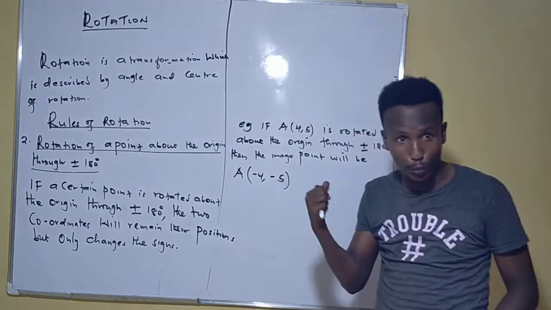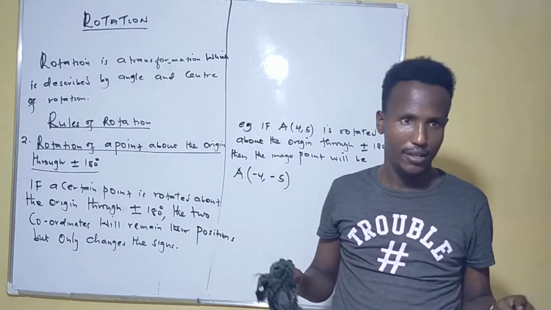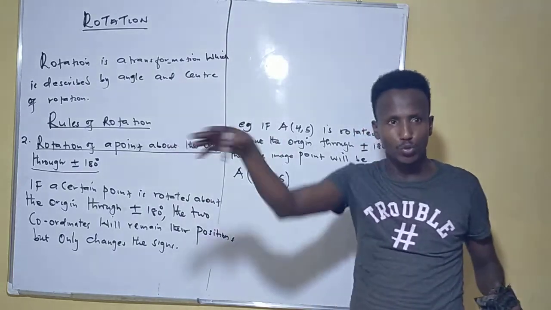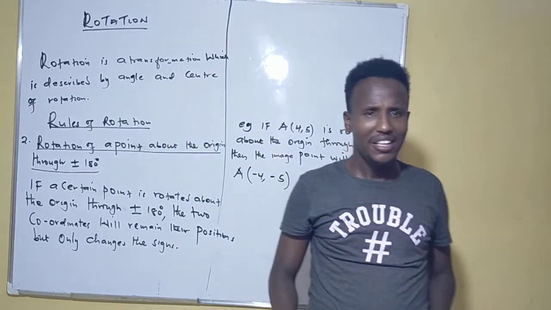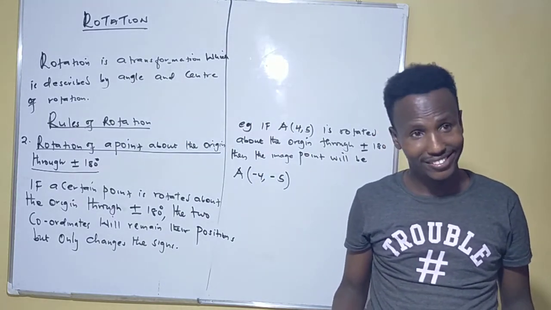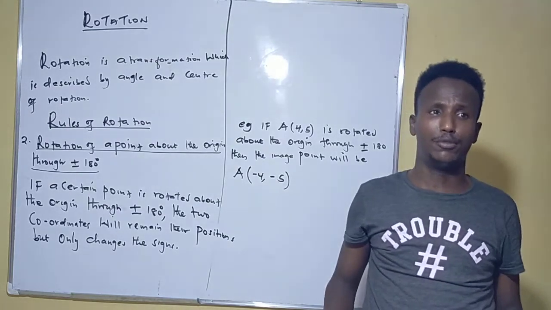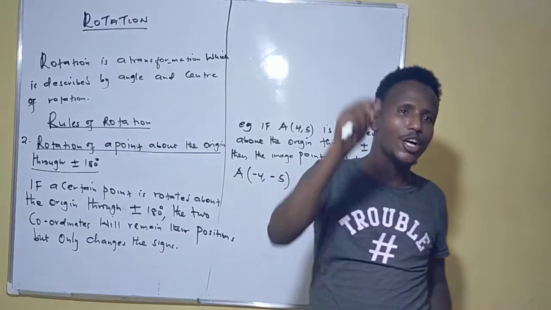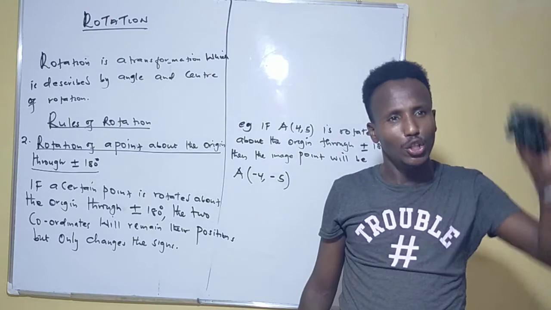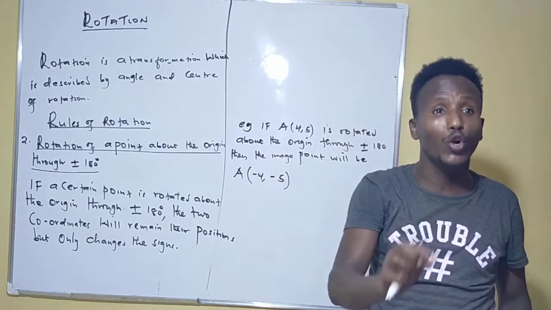And of course, you're going to do it here on the board. The moment you are given a question having object points and image points together, you'll be told to describe fully the rotation which maps the object point onto the image point. And that's a matter of getting the center of rotation and the angle of rotation, my brothers and sisters. Because we said a rotation is fully described when the angle and center of rotation are stated.